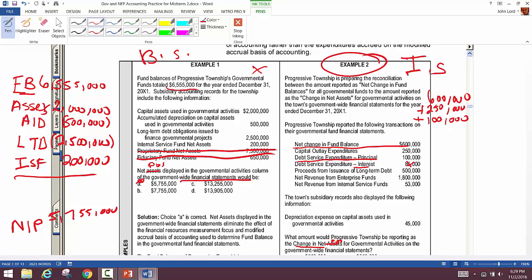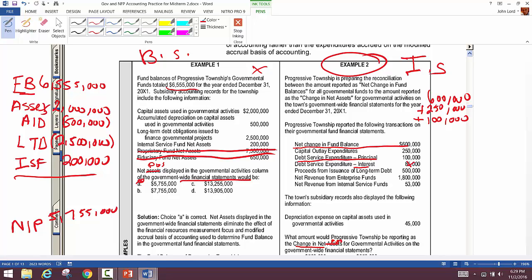Then what? Then proceeds from issuance of long-term debt. When you issue long-term debt under full accrual accounting, you better know what you do, because it's going to be on your exam, not only from the standpoint of the reconciliation, but in general. You debit cash, you credit other financing sources. Other financing sources is like a non-operating revenue, isn't it?